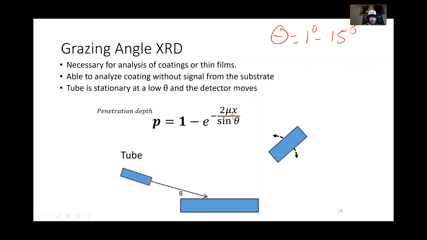Typically, the units would be centimeters. It all depends on what your linear absorption coefficient data is given in. Then sine theta. And in this case, theta is theta because it's actually the emitter angle. Okay, so we're not dealing with this 2 theta business. We're looking at the emitter in this context.